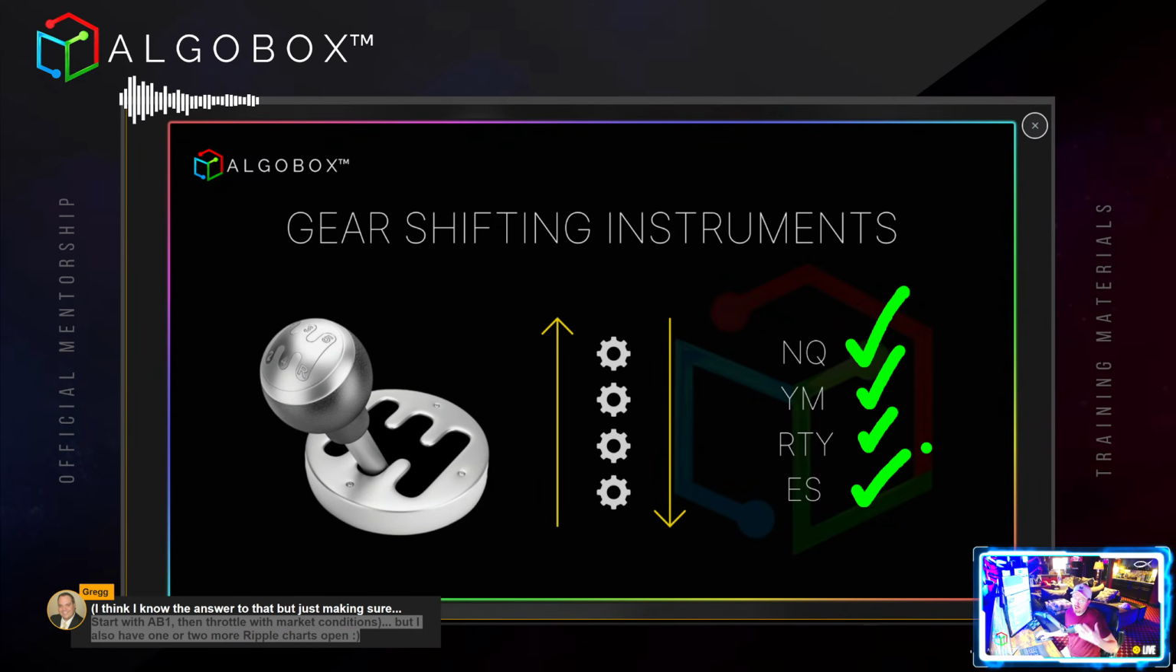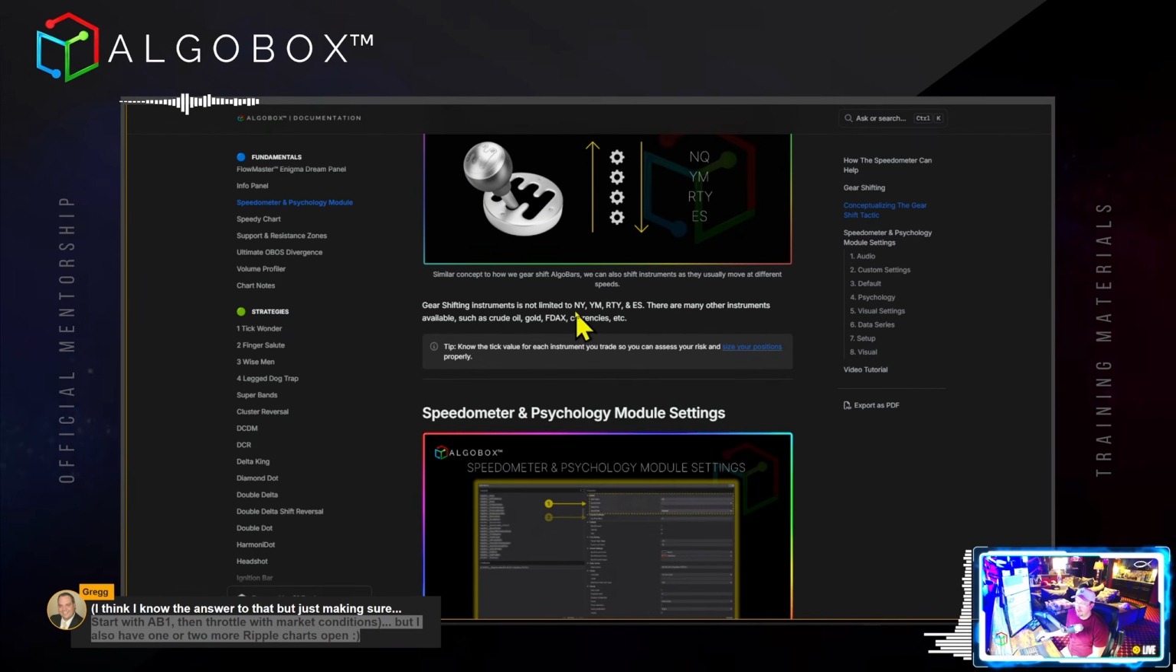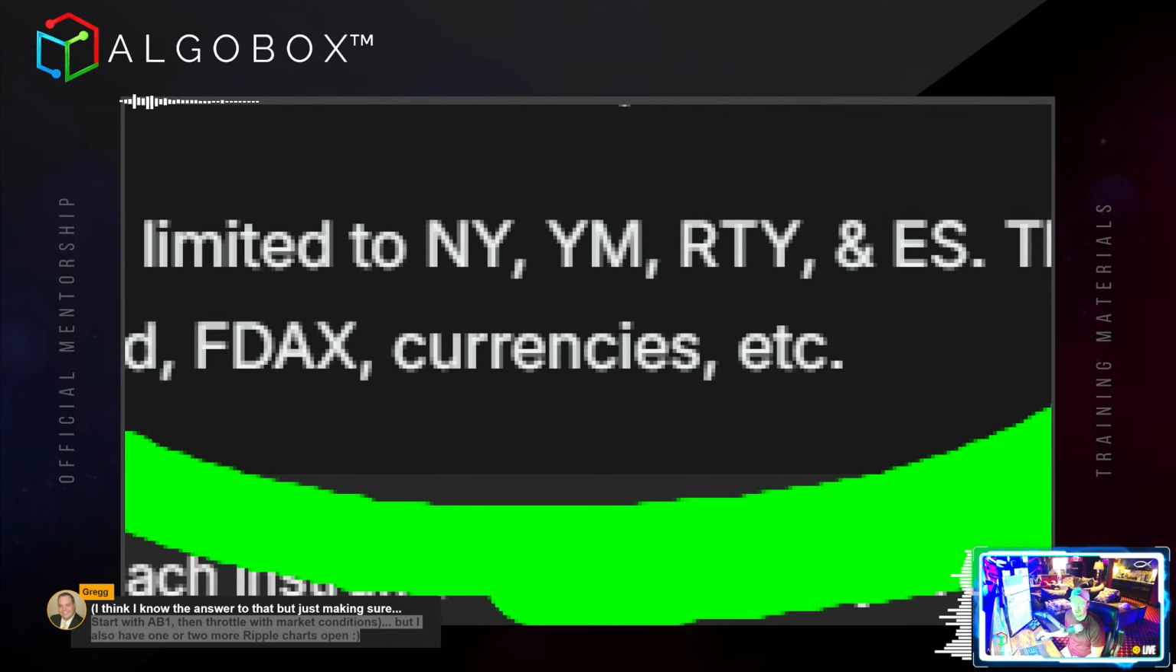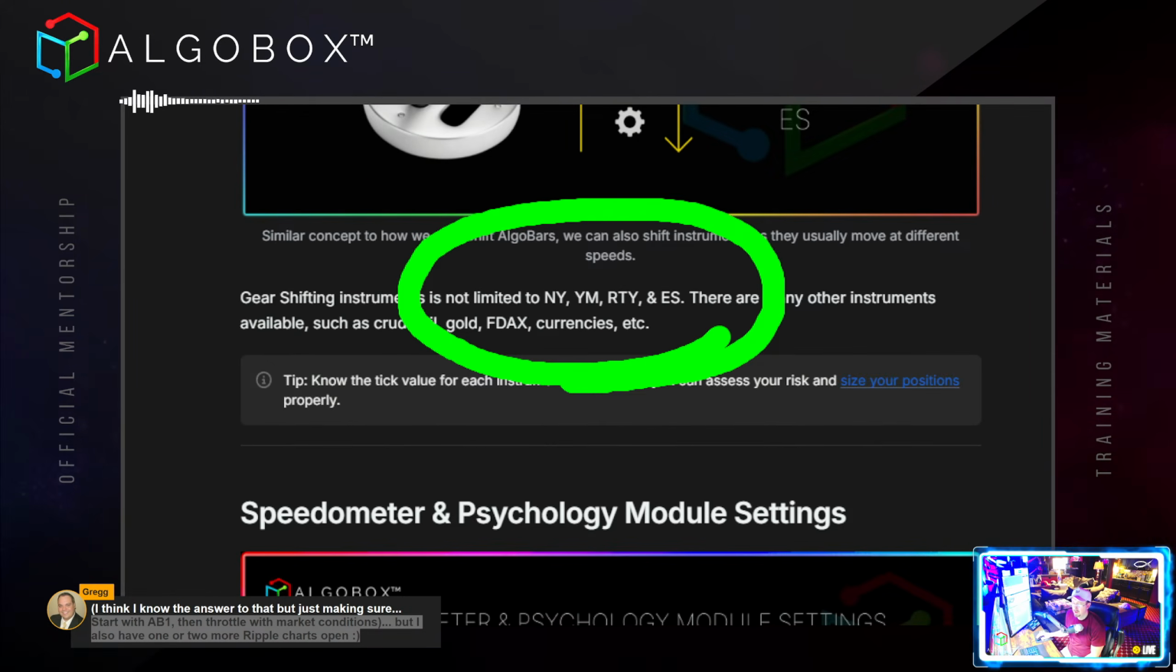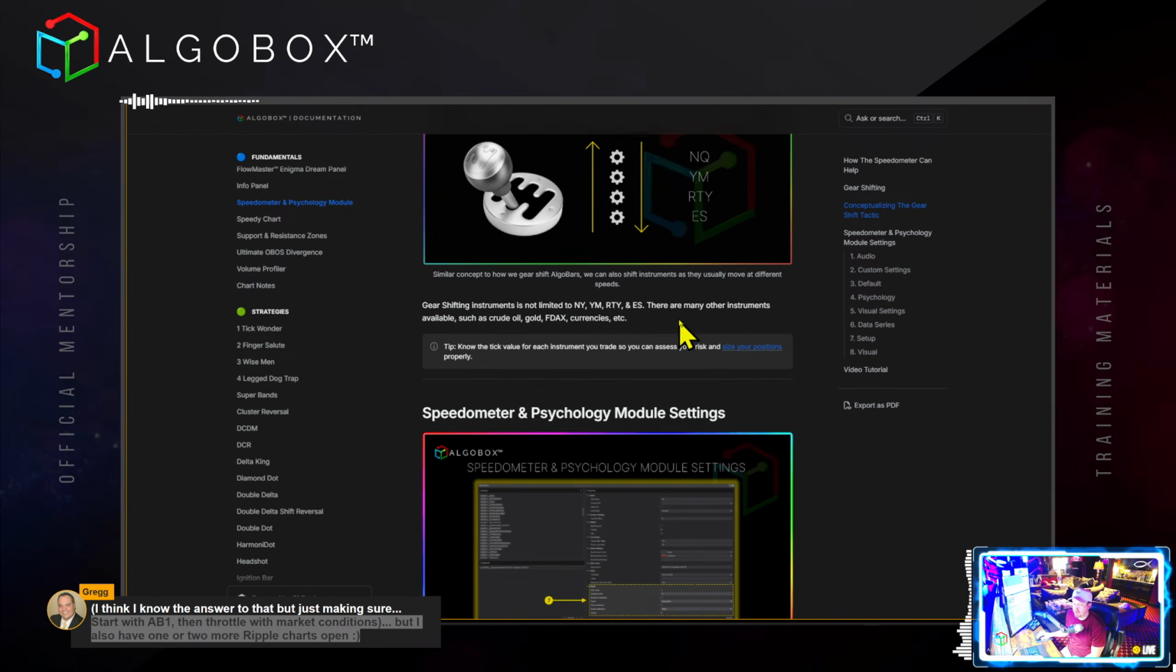When you got to kind of shift down a little bit to slow things down because it's getting a little bit too wild. Gear shifting instruments is not limited to, oops, we got a typo. Eddie, if you get a second, we got a typo right here. We got an NY, we mean NQ, YM, RTY. This is in the gear shifting section. There are many instruments available, such as crude oil, gold, FDAX, currencies, etc. Tip: know the tick value for each instrument you trade and assess your risk, size, and positions appropriately.